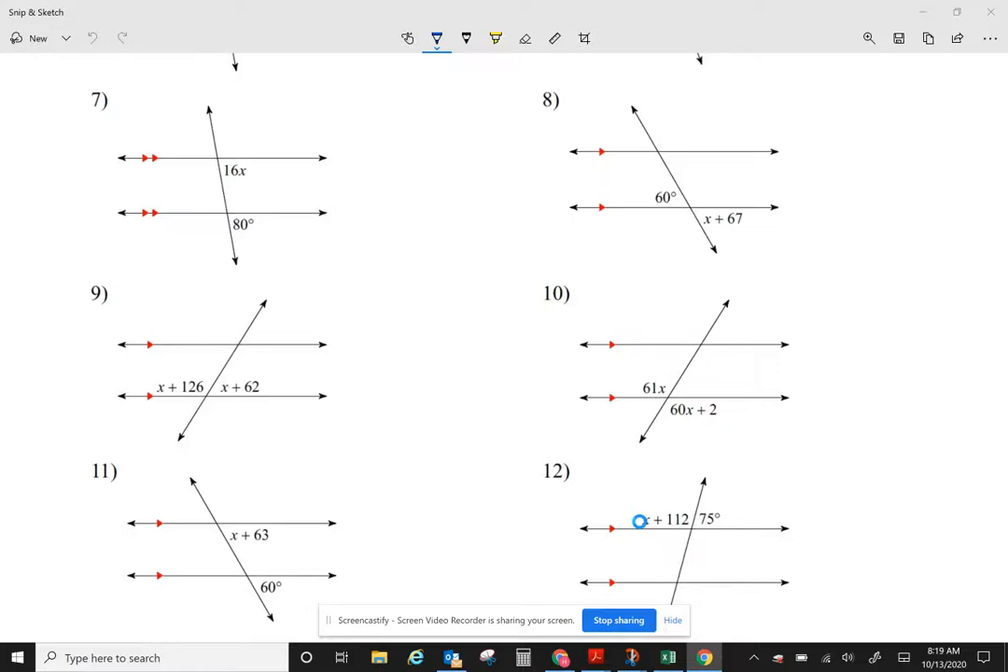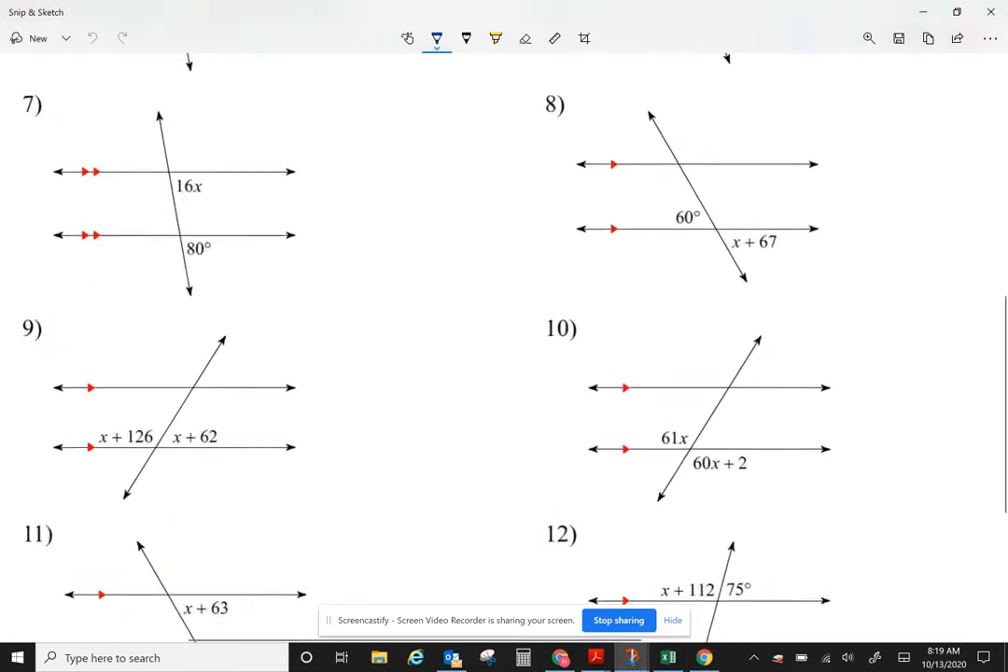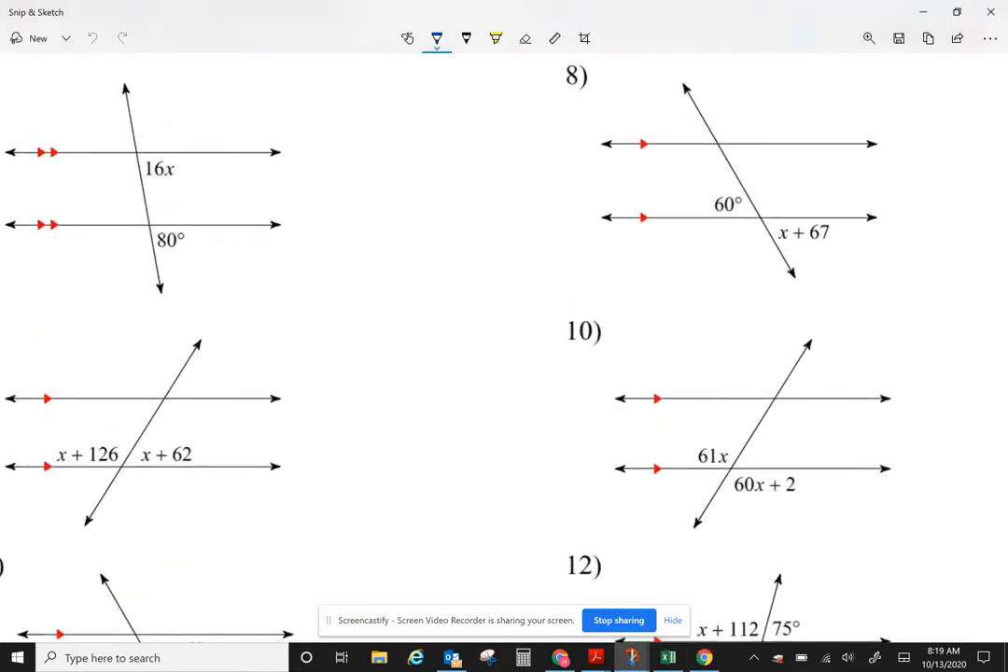Okay, so we're going to be reviewing vertical angles, linear paired, and corresponding. Let me do a little recap of what they are. Vertical angles. So I'm going to have my two parallel lines and a transversal. My vertical angles are going to be on the same corner, so on the top corner or the bottom corner, and they're going to be opposite from each other.